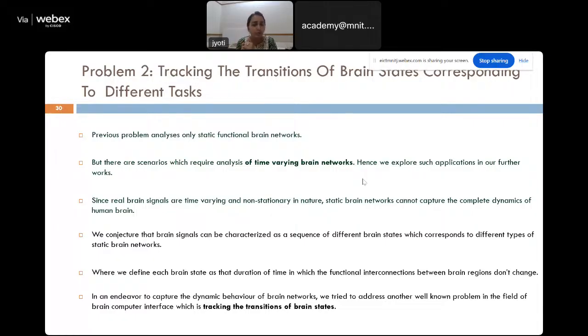In order to do this also, we have taken several real-time EEG signals. All this data is real-time EEG data. Some of the data was there with us in our lab, and some of the data is publicly available.